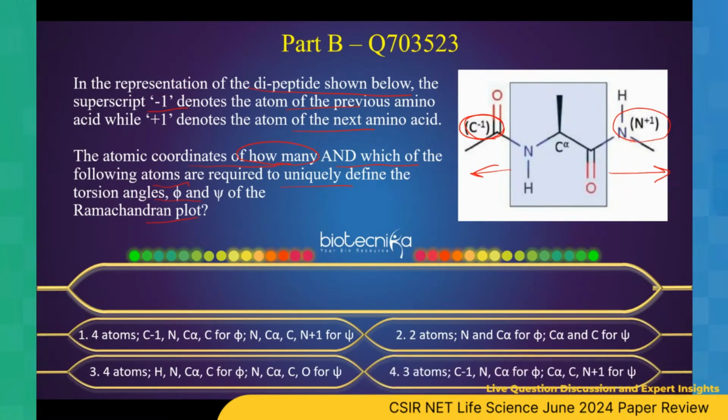Okay, so they are asking about these angles. We know that this is the C C alpha, this is the psi angle, and N C alpha, this is the phi angle. So they are asking that this particular dihedral angle is influenced by how many atoms and which all atoms. So atom names they have given, like C alpha, C, then N plus 1, C minus 1, this N. So again C. So these all atom names they have given. You have to select which all atoms are influencing it. Okay, so this is psi and this is phi.